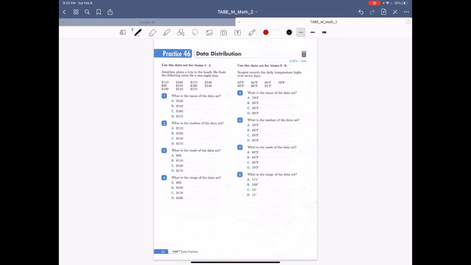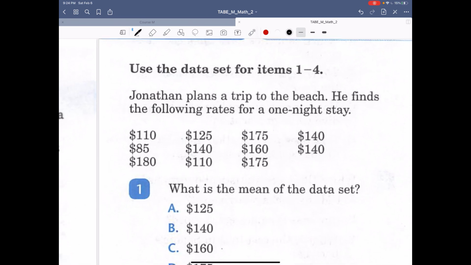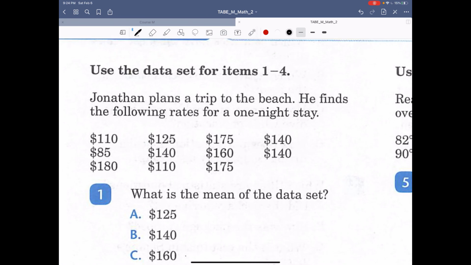You do need a calculator. I do not want to attempt this without a calculator, so have one handy. And let's get going here. This is one of my favorite things to do. Data distribution. Use the data set for items 1 through 4.